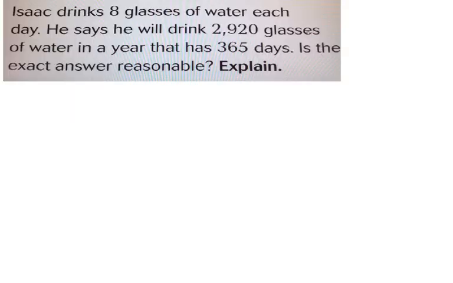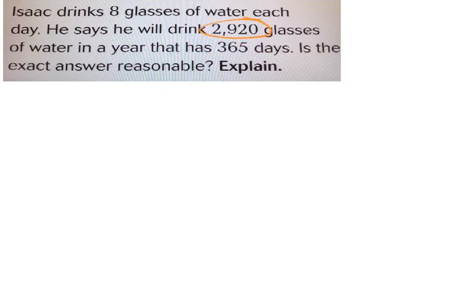Okay. Here's one of your word problems from your homework tonight. This is the last one we're going to look at. Okay. We have to set up our problem first, so we have to read it through. Isaac drinks 8 glasses of water each day. He says he will drink 2,920 glasses of water in a year that has 365 days. Is the exact answer reasonable? Explain. In order to do this, we need to find our range. So we have to start with our multiplication problem.